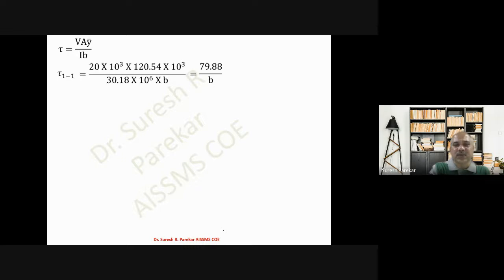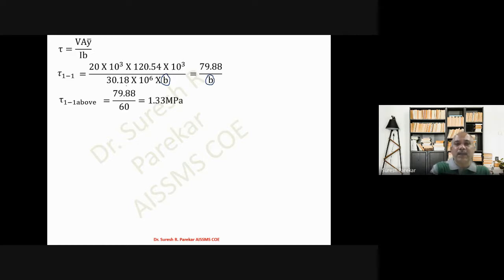Then we have substituted this value. Now if we will see, we have this value at the junction. We have two values of B, above different and below different, and therefore we have calculated in terms of B. We know this as V, then AY bar, then I, and B we will keep as it is.